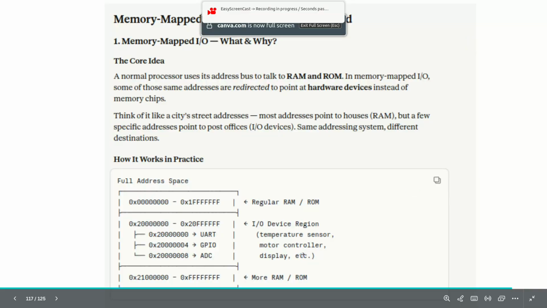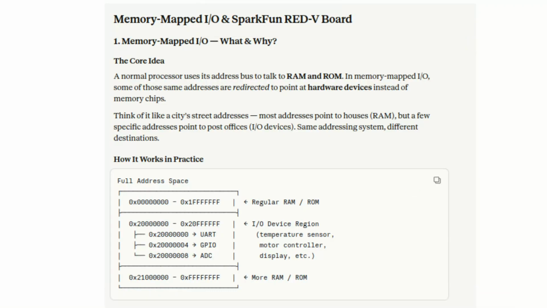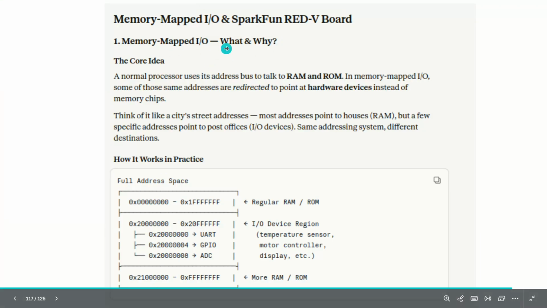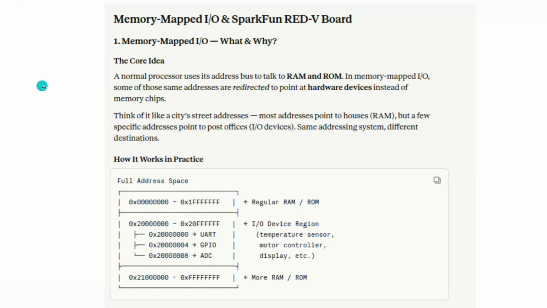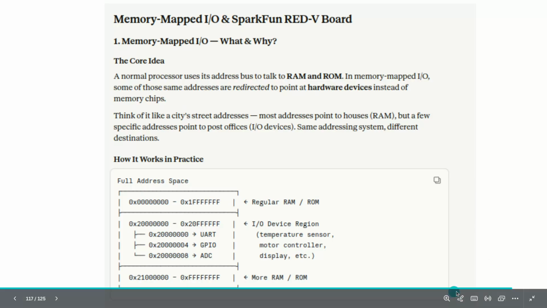Okay, so now we are going to talk about memory mapped IO. What is memory mapped IO and why do we need it? The normal processor uses its address bus to talk to RAM and ROM. In memory mapped IO, some of those same addresses are redirected to point at hardware devices instead of memory chips. We have already discussed memory mapped IO.